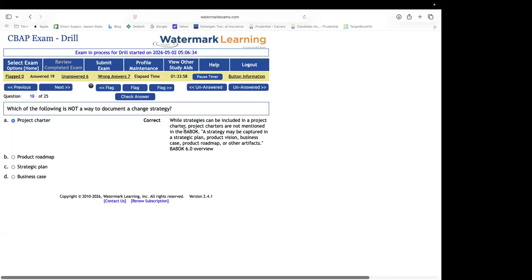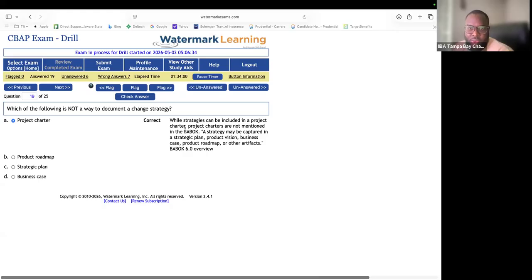And that's actually correct. Why? A strategy can be included in the project charter, but project charters are not mentioned in the BABOK. See, that's one of the things I was mentioning a little bit earlier. Even though it exists, it's not something that the BABOK talks about. A strategy may be captured in a strategic plan, product vision, business case, roadmap, product roadmap, or other artifacts. So good job.